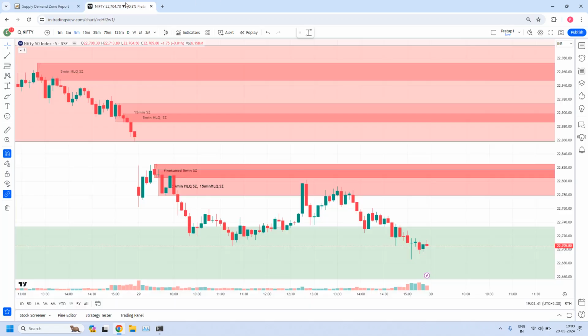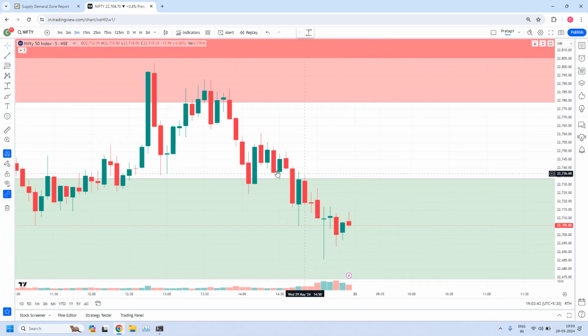29, 14.25, last 1 hour. This is the one, 14.25, two base candles. Here, they picked up the rejections. They picked up the orders, moved out. Picked up the orders, moved out.